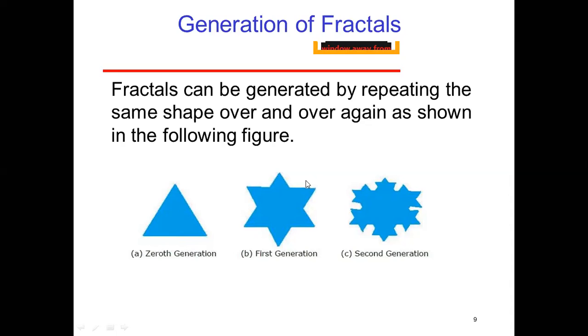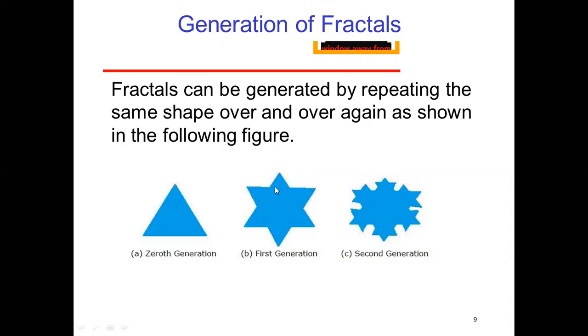But in figure B, you can see that this triangle we are mixing and overlapping again and again. We are overlapping similar triangles, and due to the repetition of this triangle, we are going to generate a new diagram, or a new figure. So you can see there are several triangles.